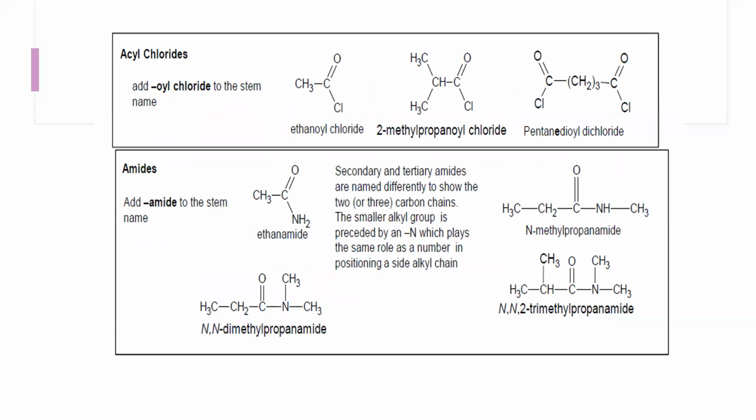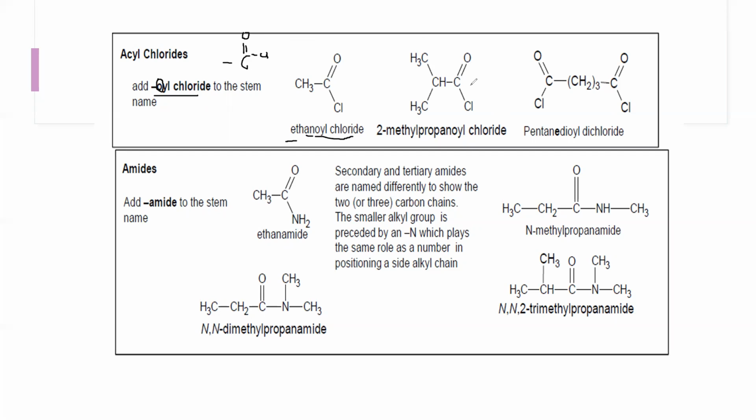How to name acyl chlorides? Acyl chloride means C double bonded with O, and Cl, and the name should have oyl chloride. So 2 carbon, eth, single bond, ane, and because the suffix of the functional group starts with a vowel, we remove the e, and that's why it is oyl chloride.